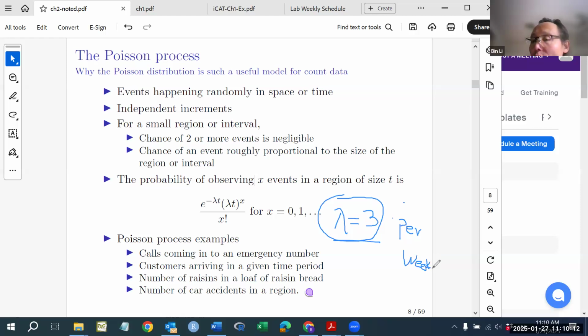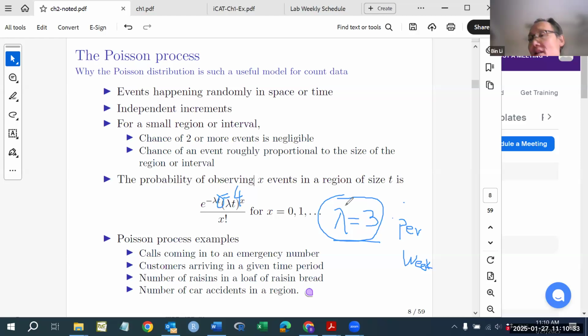Now we want to go to the months. Let's say we just say 4 weeks in a month. That's approximately 4 weeks in a month. So then the T will be what? T will be equal to 4 because T is the size.